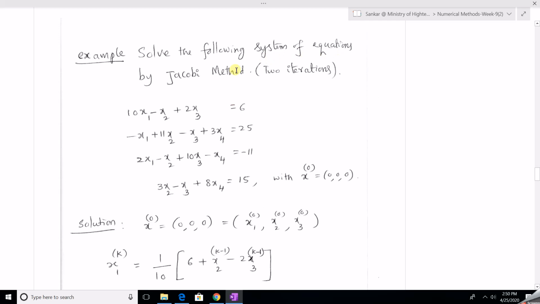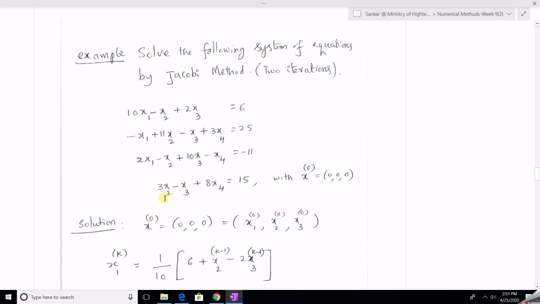Solve the following system of equations by Jacobi method and perform 2 iterations. The system of equations given is these equations. There are 4 equations and we have to solve for 4 unknowns, x1, x2, x3, x4. But in the first equation, the x4 term is missing. That means the coefficient of x4 is 0. But in the other equations, we have all the 4 variables.